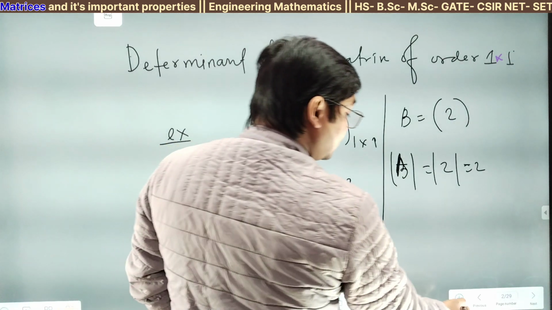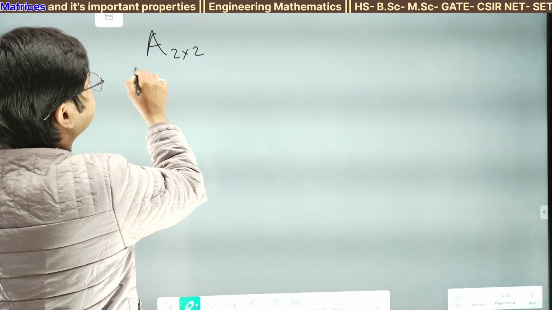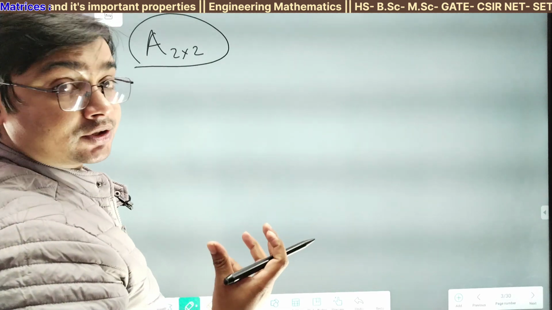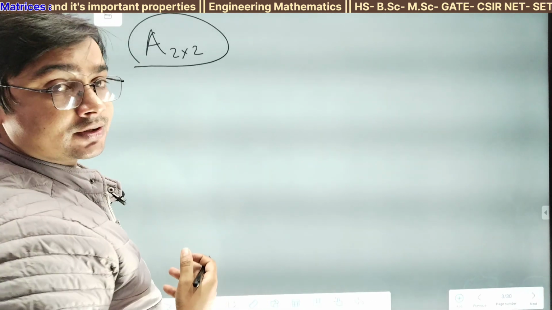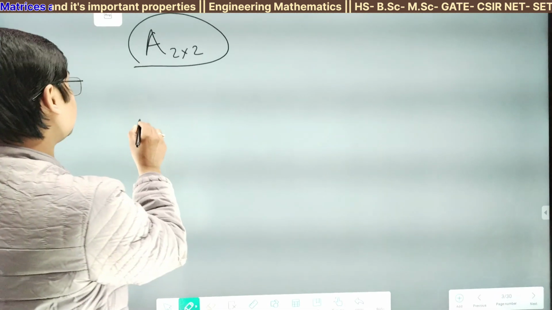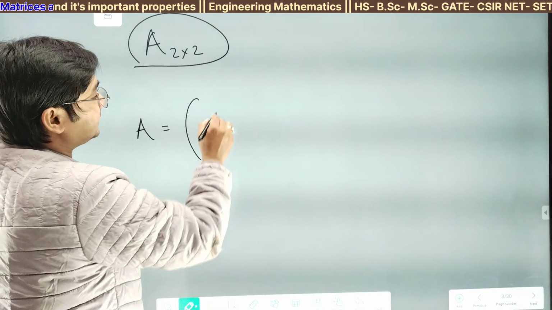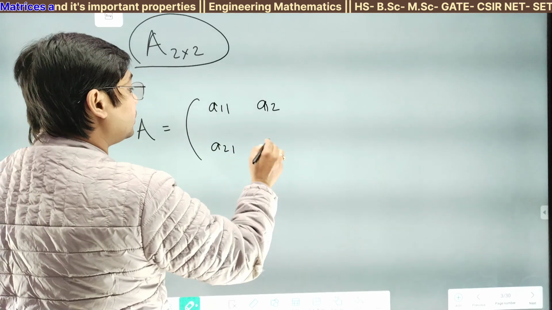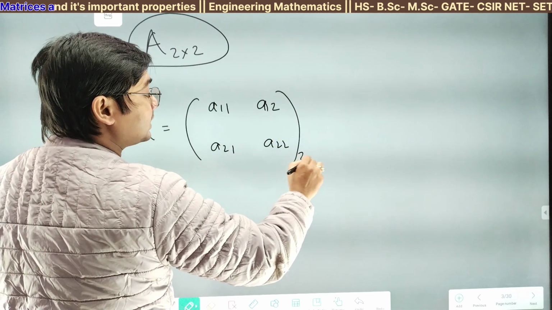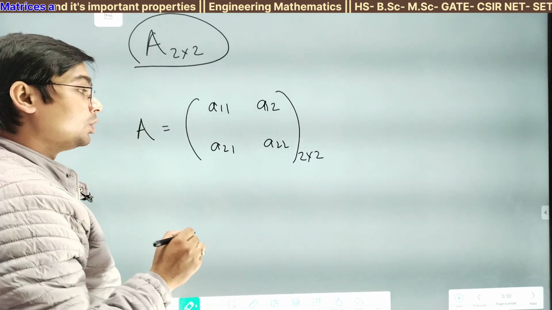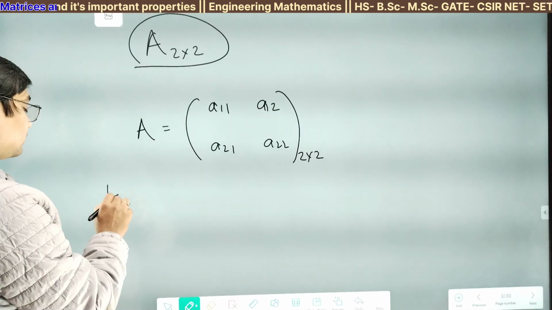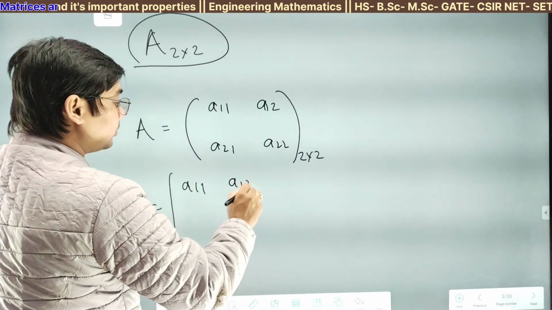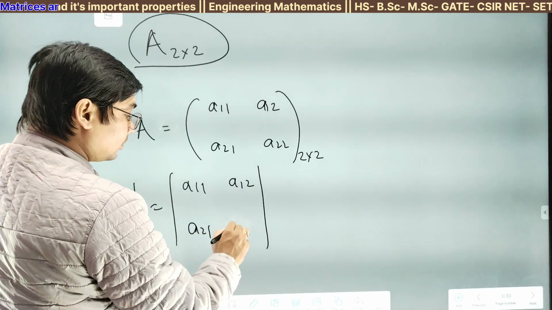Now comes the 2 by 2 matrix. What will be the determinant, that is, what will be the number or expression associated with this square matrix? Suppose we consider the matrix a11, a12, a21, a22. Here we consider the general matrix of order 2. Then the determinant of A will be this: a11, a12, a21, a22.